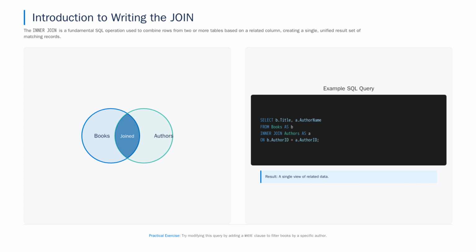Now for the main event. We want to see the book title and the author's name. So SELECT B.title, A.author_name. We are selecting from the books table, which we'll alias as B, FROM books AS B. Now we join it to our authors table, aliased as A, INNER JOIN authors AS A, and the crucial link, the ON clause. ON B.author_id = A.author_id. Let's execute this. And there it is, a perfect combined result set showing each book with its correct author. This is the power of the inner join.